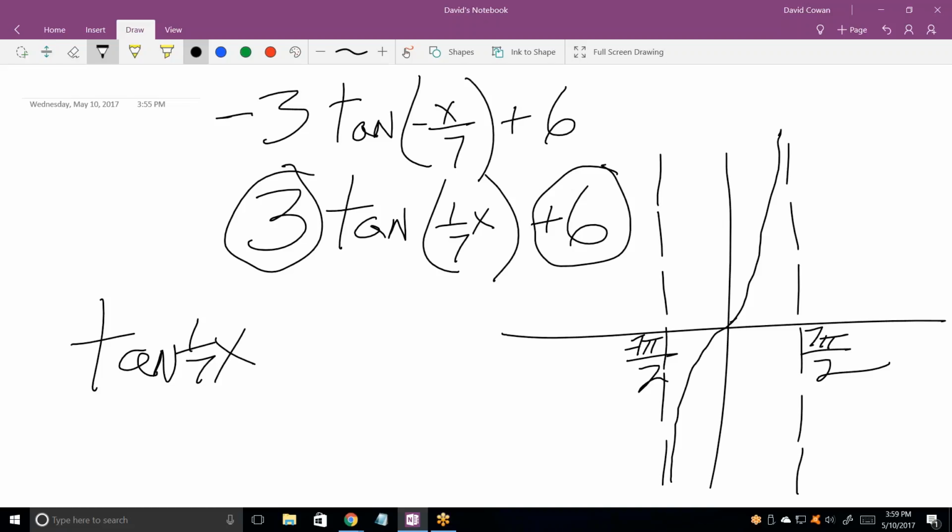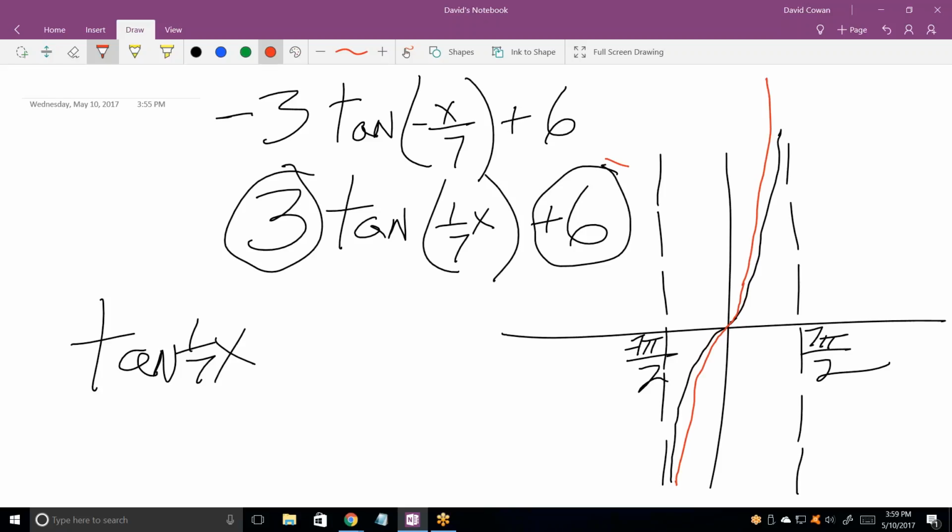Just a second, I'm thinking about this. It's hard to see the 3. The 3 is a vertical stretch factor. So if I stretch this vertically out with red, it looks something like this. It just becomes skinnier.